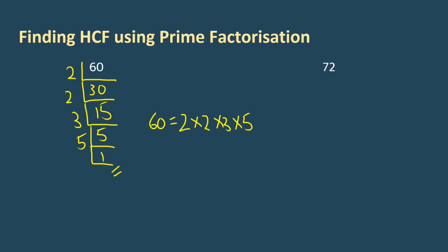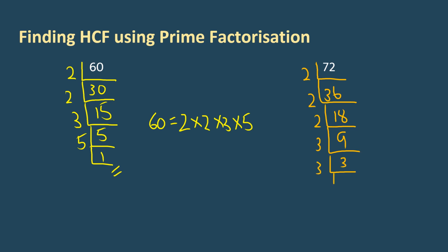Okay, so now we're going to do it for 72. 72 divided by 2 is 36, divided by 2 is 18, divided by 2 is 9, and then 3, 3, and 1. And then we're done for 72. So these are the prime factors of 72: 72 equals 2 times 2 times 2 times 3 times 3.